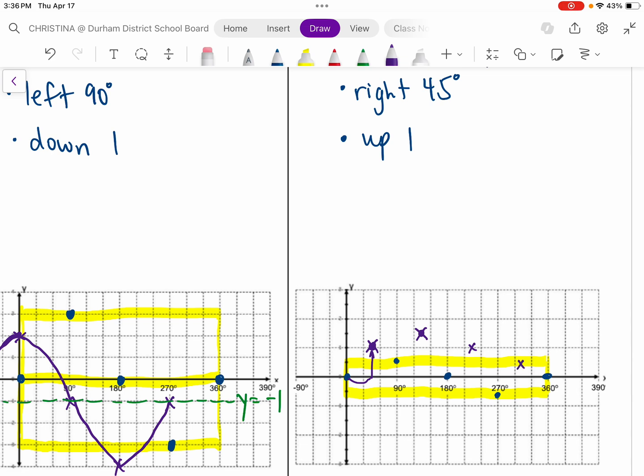And then the last one, right 45, up 1. You could also graph your axis in first if that's helpful, so you don't mess up from there. So there's my y equals +1. Okay, and then we're going to just connect the curve here. So it's going to go up, and it's going to go down to the minimum, and then back up to the axis. Okay, so it's much more squished, it's more compressed, and then it's also shifted up.